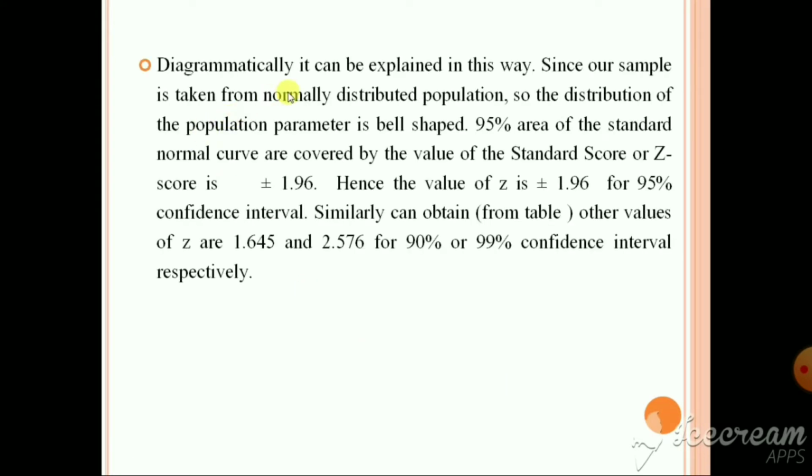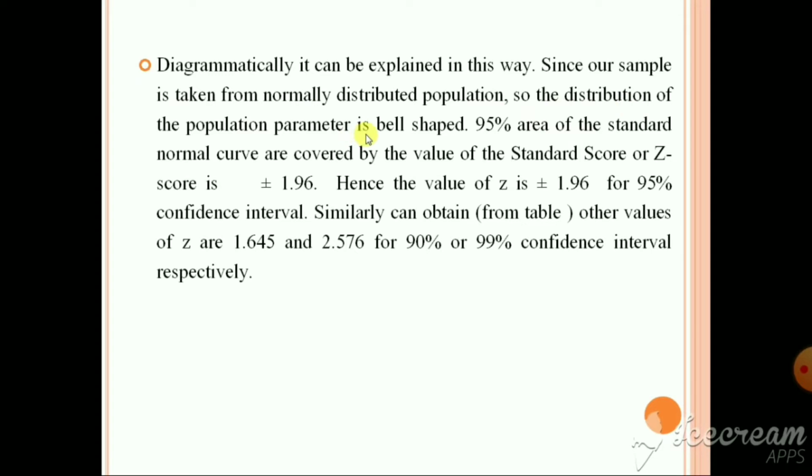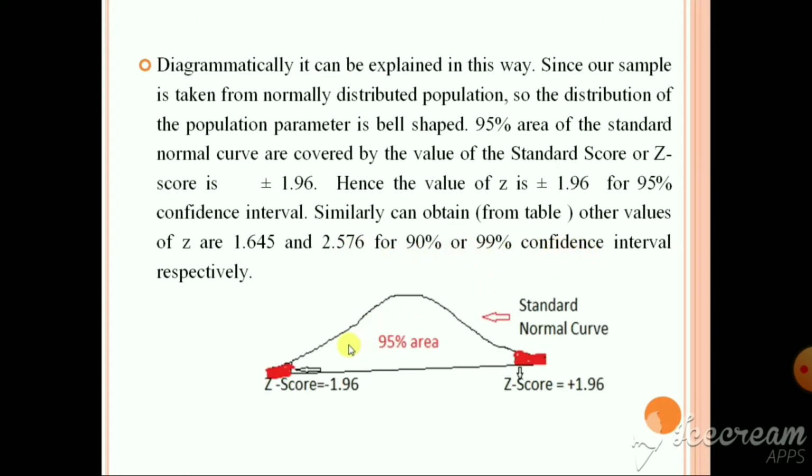Diagrammatically, it can be explained in this way. Since our sample is taken from a normally distributed population, the distribution of the population parameter is bell shaped. Now, 95% of the area of the standard normal curve is covered by the value of the standard score or Z score, that is plus minus 1.96. Hence, the value of Z is plus minus 1.96 for 95% confidence interval. Similarly, we can obtain from the table other values of Z score, that is 1.645 and 2.576 for 90% or 99% confidence interval respectively. So this is our standard normal curve. When the Z score is plus 1.96 to minus 1.96, the area within this range covers the 95% confidence interval.